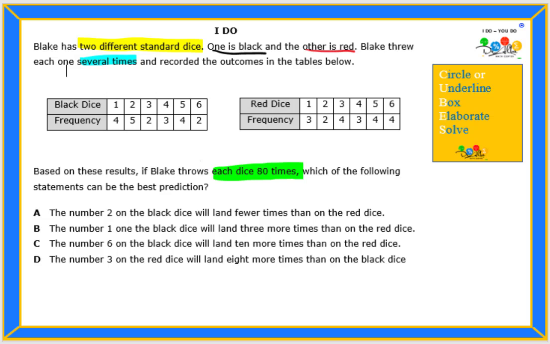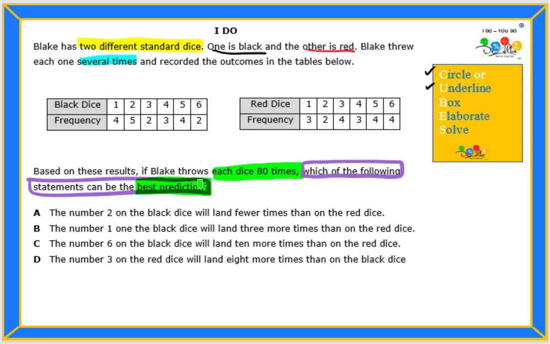prediction? So I made sure I circled or underlined important information in the story problem. And now I want to make sure that I underline my question or box it in because I want to make sure I'm focusing on that question. So which of the following statements can be the best prediction? And I really like best prediction.